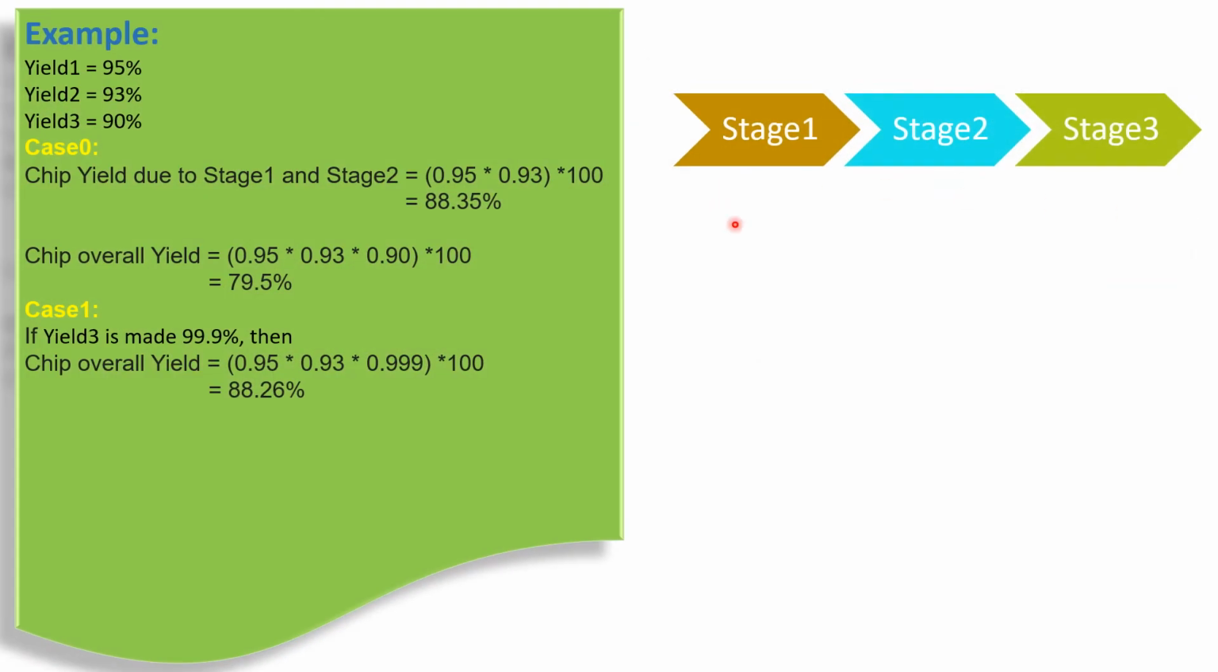So if you take the earlier example in the three-stage situation, yield 1 of stage 1 corresponds to 95% good, yield 2 corresponds to 93% good, yield 3 corresponds to 90% good. If you observe these situations, then for case 0, chip yield due to stage 1 and stage 2 is 88.35%, and the chip overall yield is close to 79.5%.